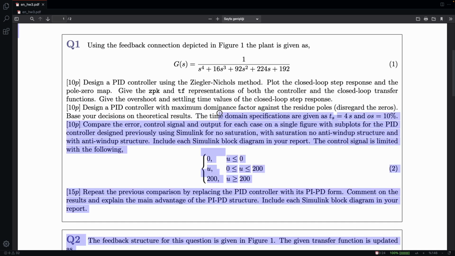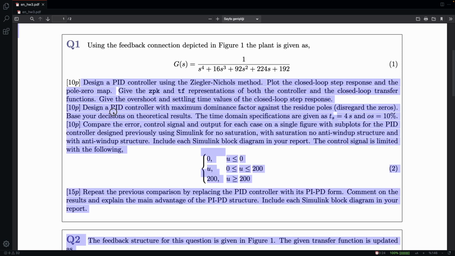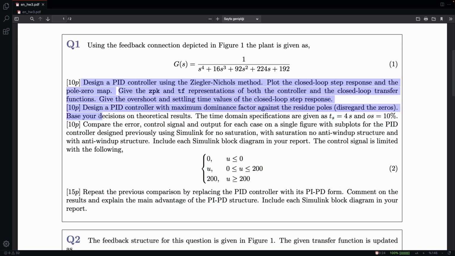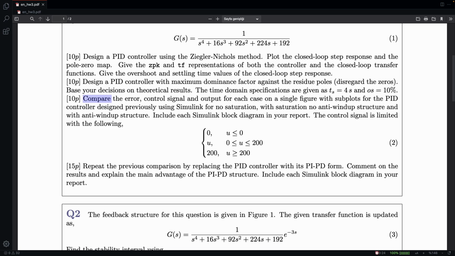The time domain specifications are given as 4 seconds and 10% overshoot, nothing special, and you should design a PID controller here. So basically the first 2 questions are not really that bothersome, hopefully. The actual point of this question is to answer the 3rd and 4th part here. We are going to plot the error signal, control signal, and output signal of each scenario that we are going to discuss in a moment in just one figure with subplots.